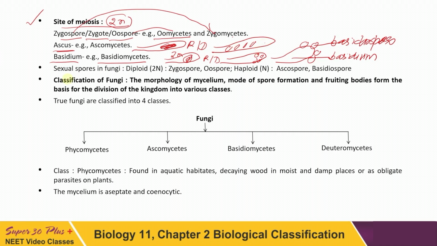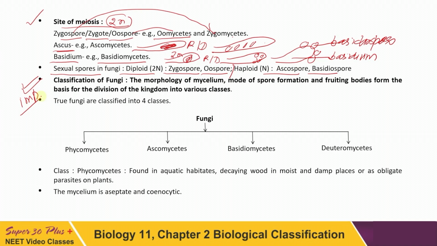So sexual spores in fungi: the diploid ones, as I told you, are zygospore in the case of Zygomycetes, and oospores; and the haploid ones are ascospores and basidiospores. Is it right? One of the aspects of the fungus, general characters, is over. Come to the next now. Classification of fungi, that is an important one. How are the fungi classified?